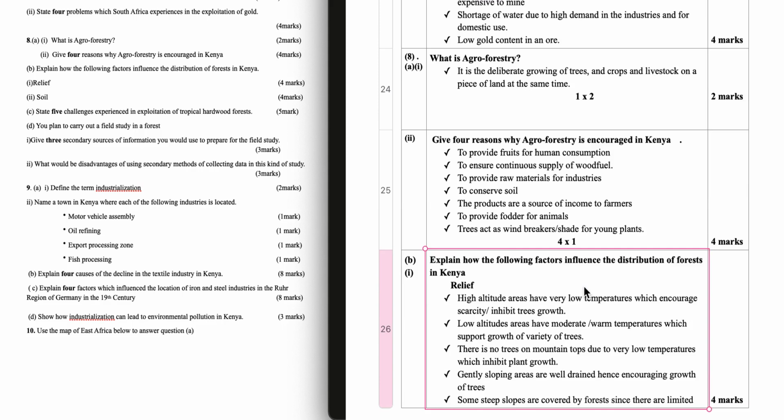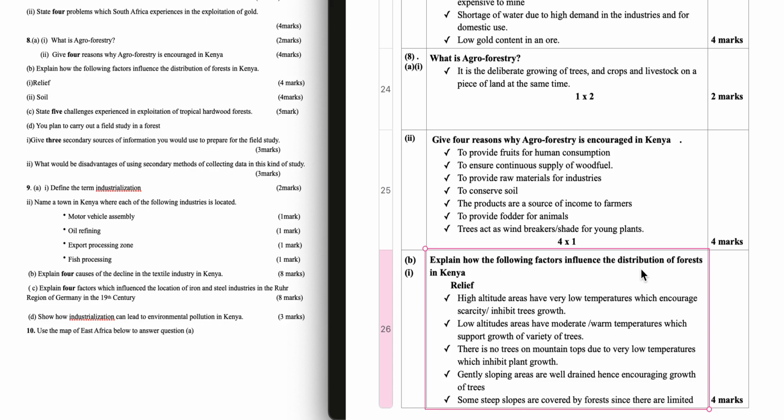Relief. High altitude areas have very low temperatures which encourage scarcity. Thus, it inhibits tree growth. Low altitude areas have moderate temperatures which support growth of a variety of trees. There are no trees on mountain tops due to very low temperatures which inhibit plant growth. Gently sloping areas are well drained, hence encouraging growth of trees. Some steep slopes are covered by forests since they are limited.